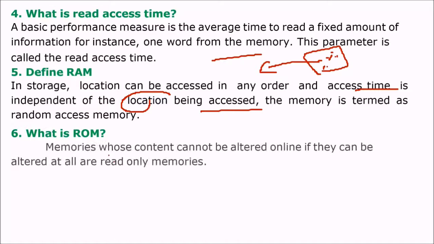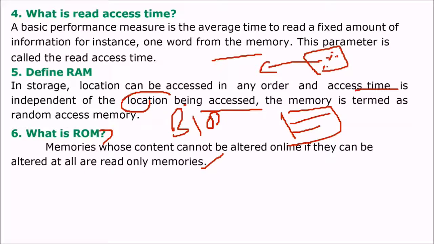Next is what is ROM, read-only memory. Memories whose content cannot be altered online, if they can be altered at all, are read-only memories. Read-only memories are those where once we have written some data, you cannot change it. But there are versions of ROM like EEPROM, etc., where you can actually do it. See your BIOS: when your computer starts, an operating system is there, but there has to be some hardware program which should run that may give control of the system to the operating system, because the operating system can't do it by itself. And the operating system is a software program. So in between you have the BIOS that is written in your ROM only.